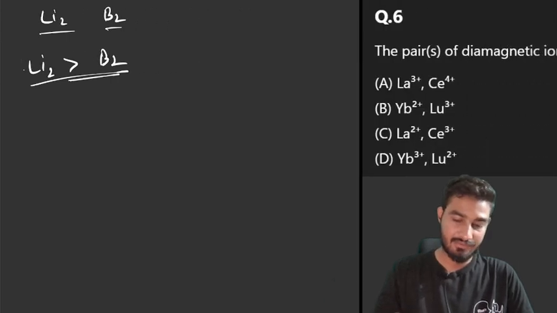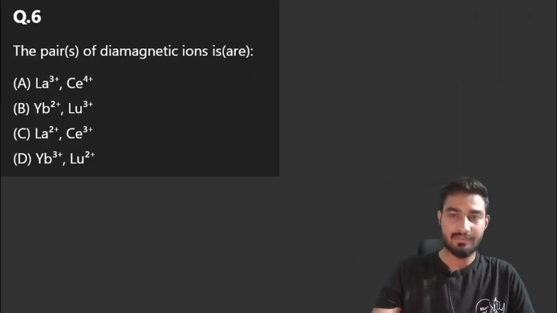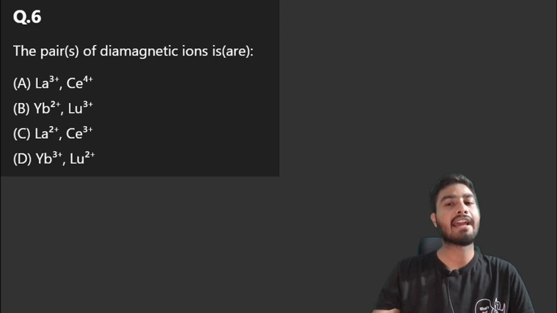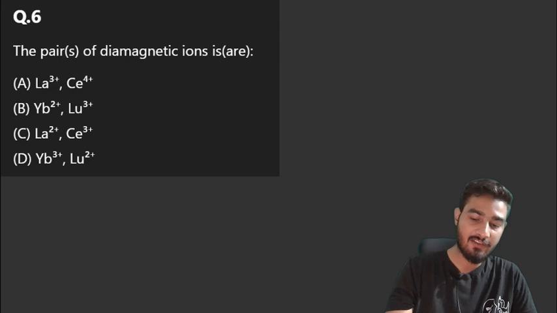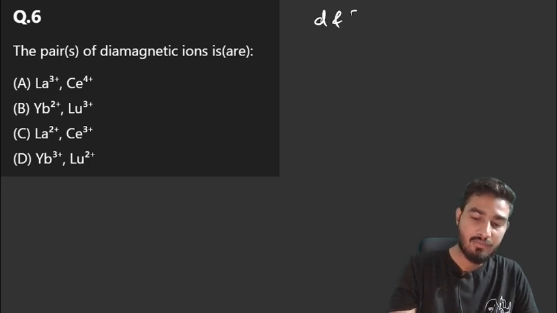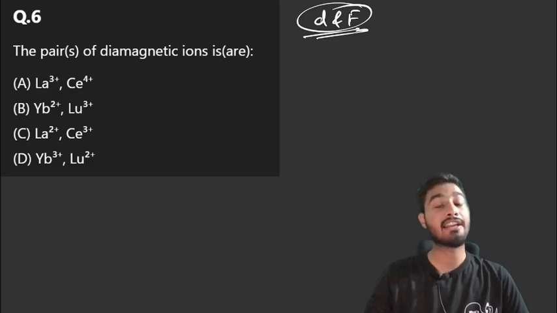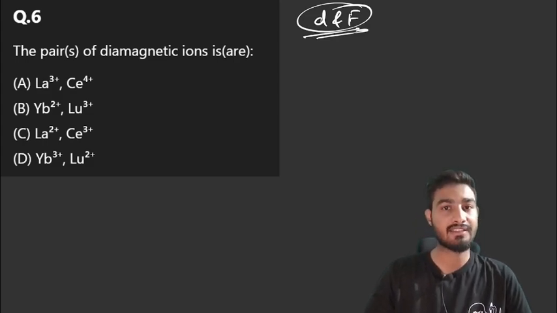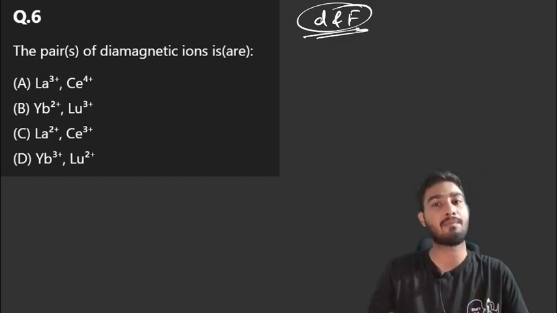Let's start the next question. Question number 6: which pair of diamagnetic ions? Direct electronic configuration is asked. From which chapter? D and F block again. Such simple questions are being asked, only electronic configuration based questions.